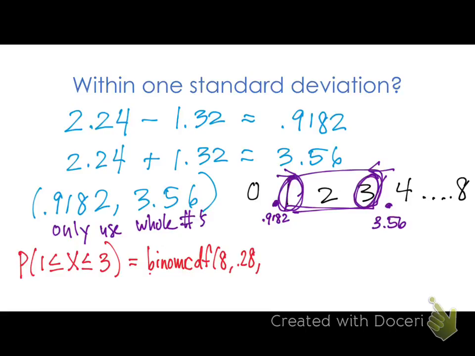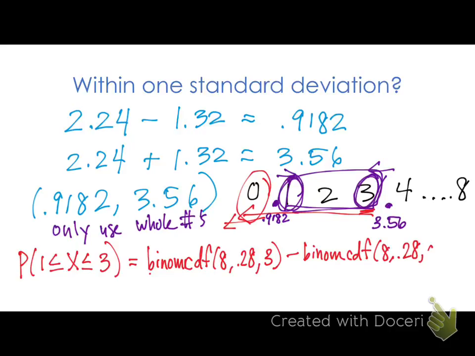8, 0.28. I would use my upper bound, which would be 3, and everything below. And then I want to subtract away just 0 and below. So then that would leave me with 1, 2, and 3. So this could be a CDF or it could be a PDF, since it is only one number. And so once you do that, you end up getting 0.7684. So the key thing is just highlighting the numbers that you need and then thinking about what the numbers represent when you're plugging them in for CDF.